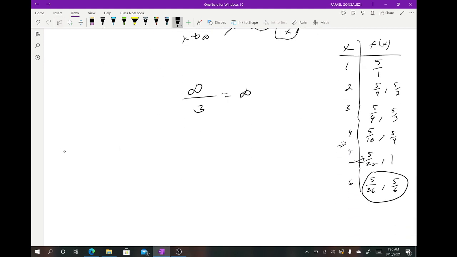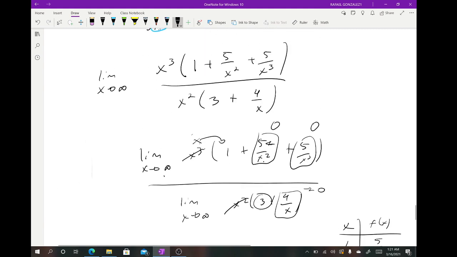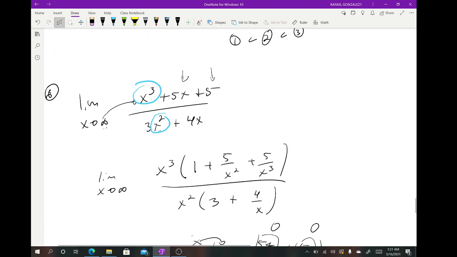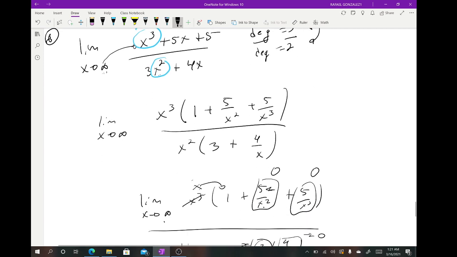Now, notice that you should immediately be able to tell this because the degree of the numerator was equal to 3 and the degree of the denominator was equal to 2. And when the degree of the top is bigger than the degree of the bottom, we have an infinite limit.